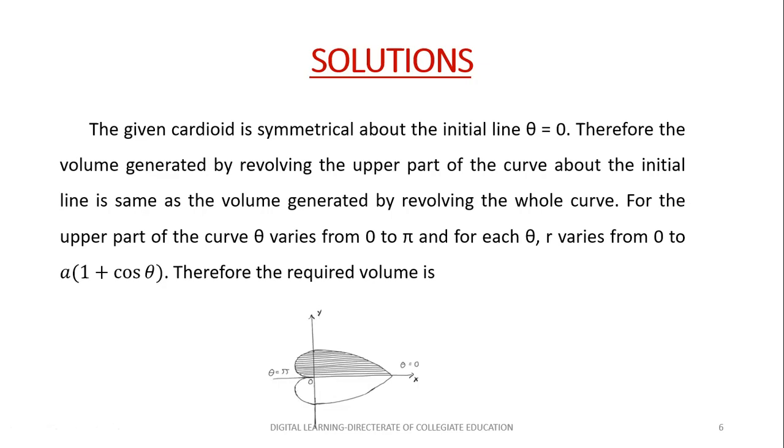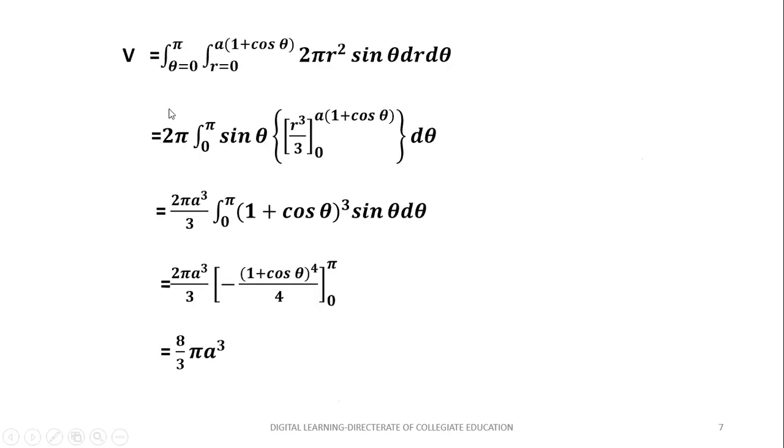By using the formula, the required volume is V equals integration with theta varying from 0 to pi, r varying from 0 to a into 1 plus cos theta, 2 pi r square sine theta d theta dr, or that is equal to 2 pi, constant taken outside. Now first integrate with respect to r. That is integration from 0 to pi sine theta. Integration of r square with respect to dr is r cube by 3, and it varies from 0 to a into 1 plus cos theta.